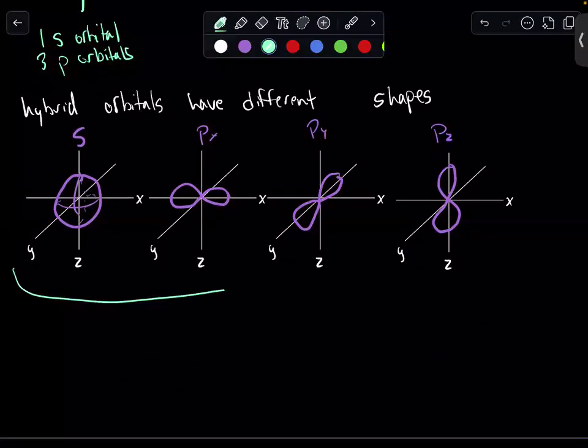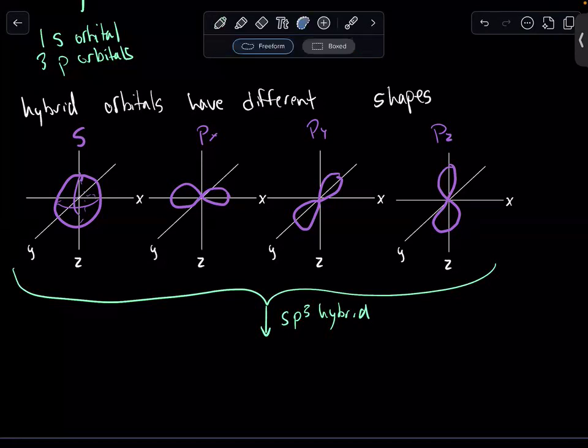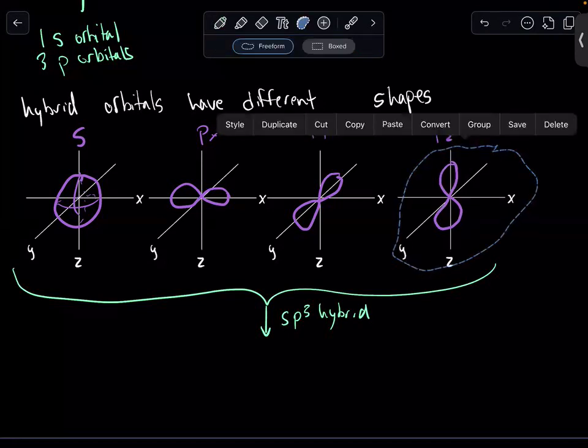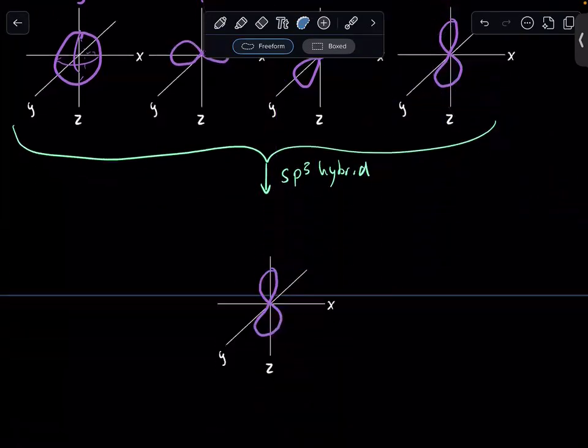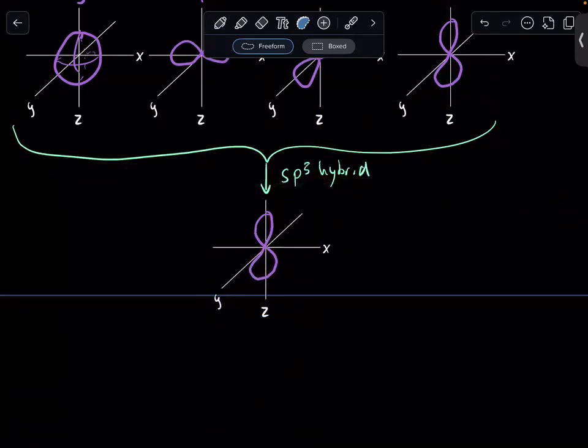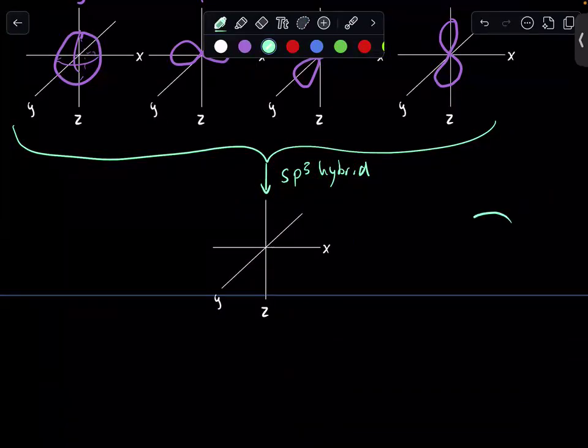However, when they hybridize, they become new. So this is what's going to become sp3 hybrid. And we can show them all on the same plane as well. So what I'll do here is once again copy our axis. I'm going to go ahead and delete our p orbital, and we're going to put all 4 of them here on the same axis. Now, the thing is, they do have this new shape. This is our sp3 hybrid orbital.